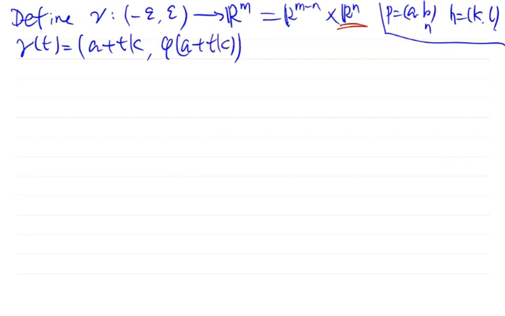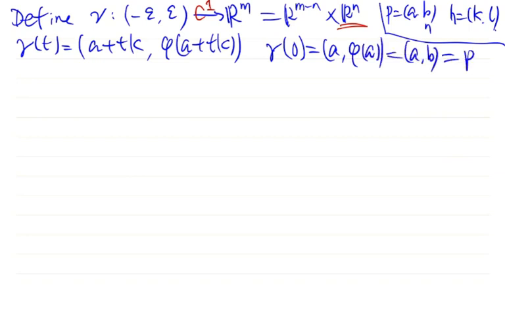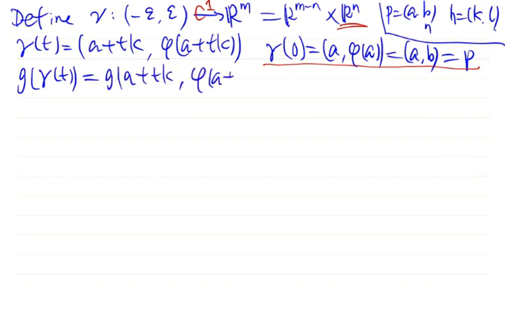So obviously this gamma is smooth, because phi is C^1, so gamma is C^1. And gamma 0, what's gamma 0? Gamma 0 is (A, phi(A)), that is (A, B), that is our point P. So this is a curve passing the point P. We also have G(gamma t). What's G(gamma t)? G(gamma t) is G(A plus tk, phi(A plus tk)).